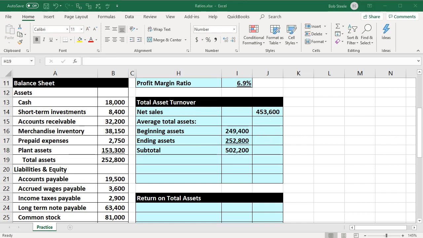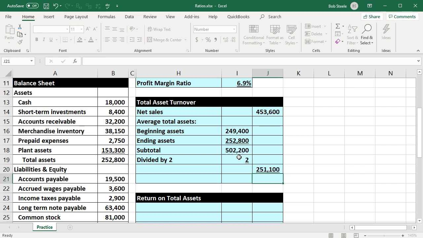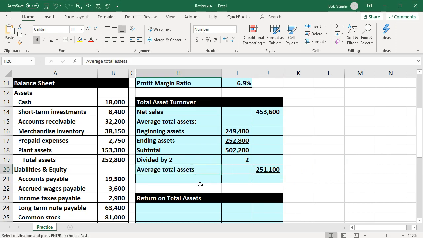Then we're simply going to divide that by 2 to give us our average. So we'll divide that by 2. Going to pull that to the outer column now. This is going to be equal to the 502,200 divided by the 2, giving us the 251,100. And that, of course, is the average total assets.